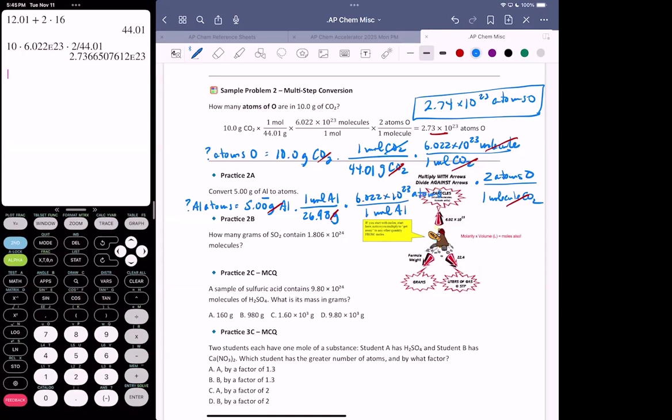So 5 times 6.022 times 10 to the 23rd. Again, I'm multiplying the numerators and dividing by the denominator, and I get 1.12 times 10 to the 23rd atoms.